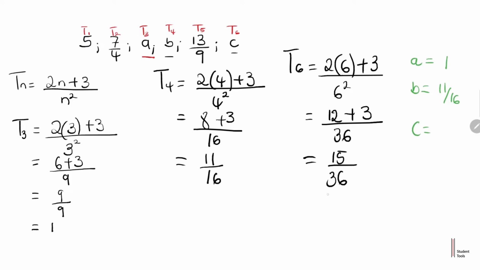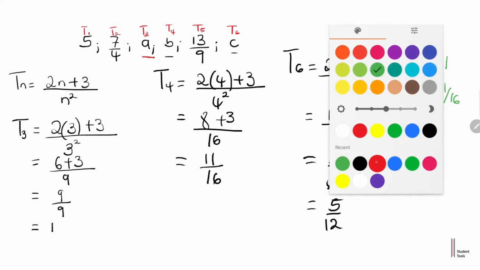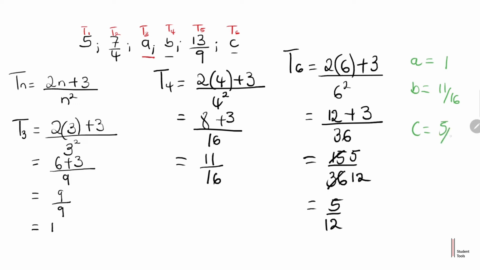So now we have 15 over 36. We can still simplify this by dividing by a 3 because it's a common factor. So when we divide 36 with a 3, we're getting a 12. And when we divide 15 with a 3, we get a 5. So that means we have a 5 over 12 here. Term number 6 is equal to 5 over 12. And that means also c is equal to a 5 over 12.